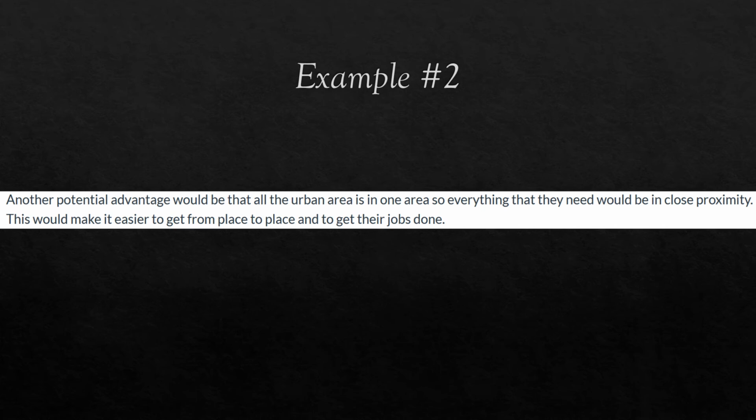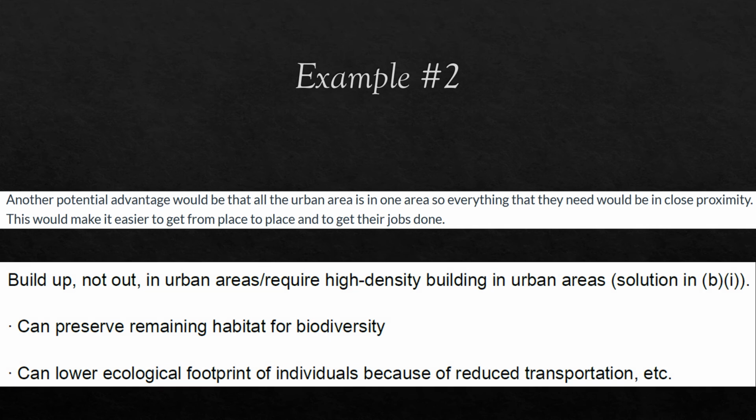Example number 2. Another potential advantage would be that all the urban area is in one area, so everything that they would need would be in close proximity. This would make it easier to get from place to place and to get their jobs done. So, the benefit would be from the environmental point of view. So we can preserve habitat for biodiversity or lower ecological footprint of individuals because of reduced transportation and other reasons.